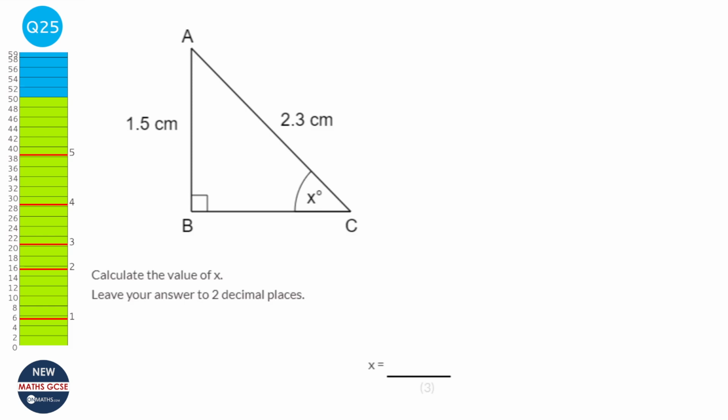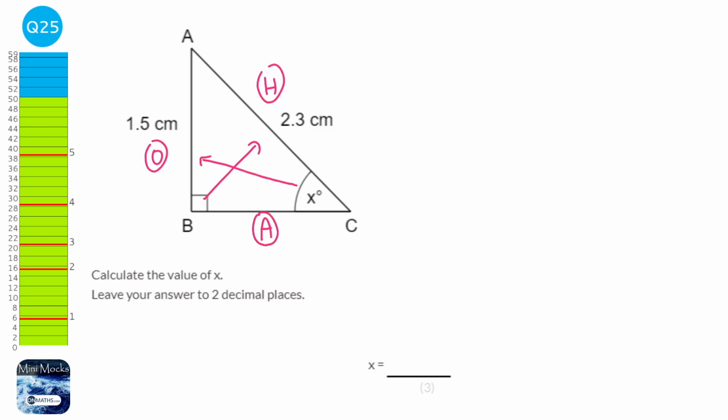And we're going to start by labelling the sides. The one opposite the right angle is the hypotenuse, the one opposite the marked angle is the opposite, and the one between the right angle and the marked angle is the adjacent. Now we're not using the adjacent here, so we're going to cross that out. And next we're going to do our SOHCAHTOA triangles.